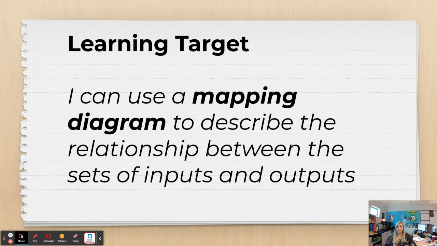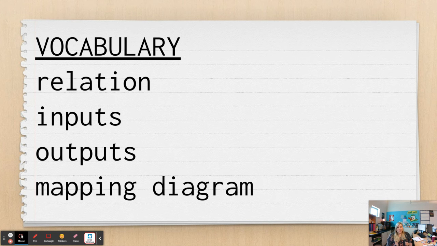So here we go. Your learning target is I can use a mapping diagram. That's a new vocabulary word for you, to describe the relationship between the sets of inputs and outputs. So I'm going to tell you what all that means. First, let's talk about our vocabulary words. Relation, inputs, outputs, mapping diagram. You actually kind of already know what all of this stuff is. We're just using new words to describe things.